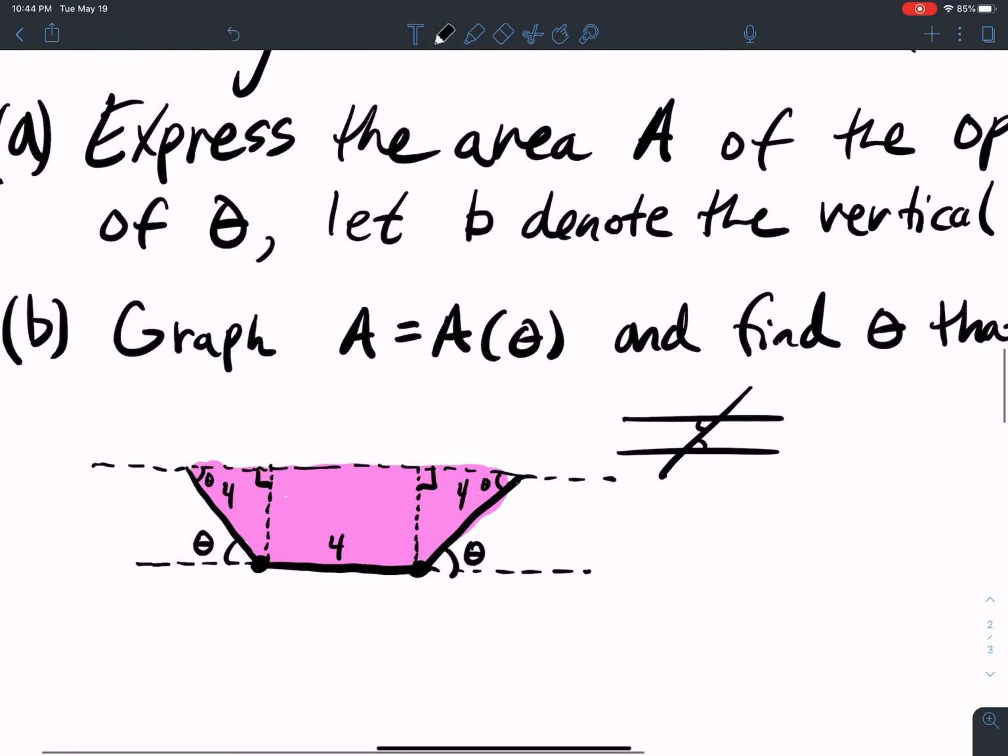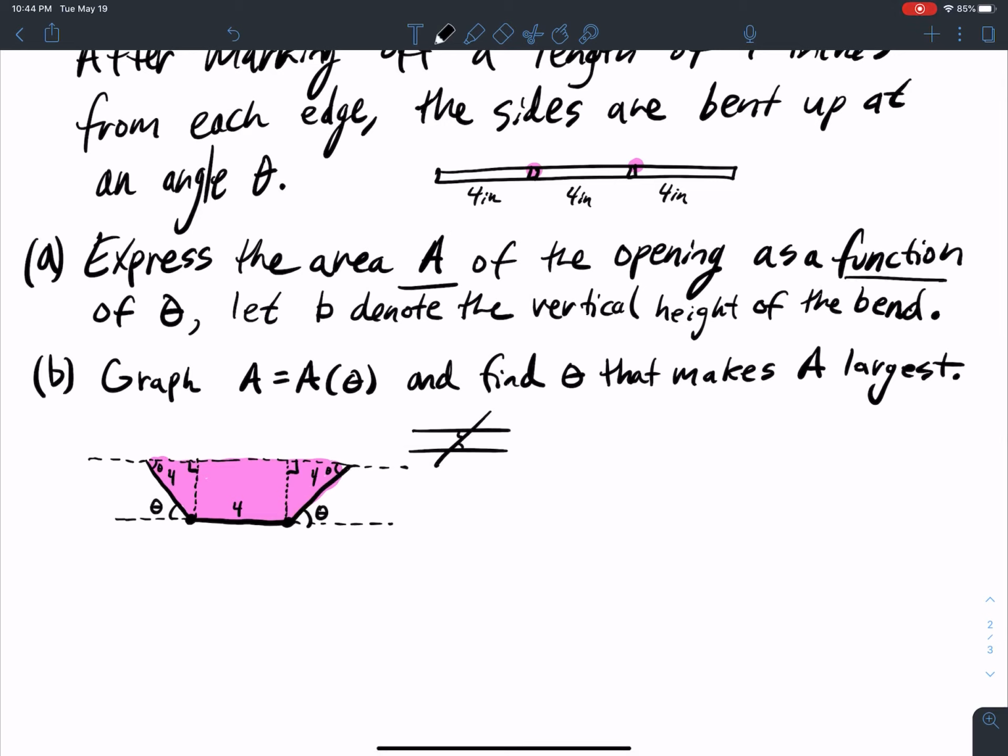So I want to express the area as a function of theta. Well, I want to let B denote the vertical height. So that vertical height there is the letter B. So that's also B here. Okay. So to get this middle area here, I multiply B times 4. All right. So that's B times 4.